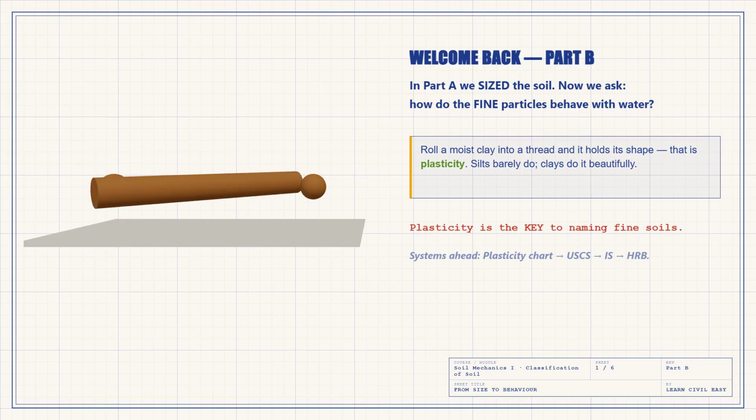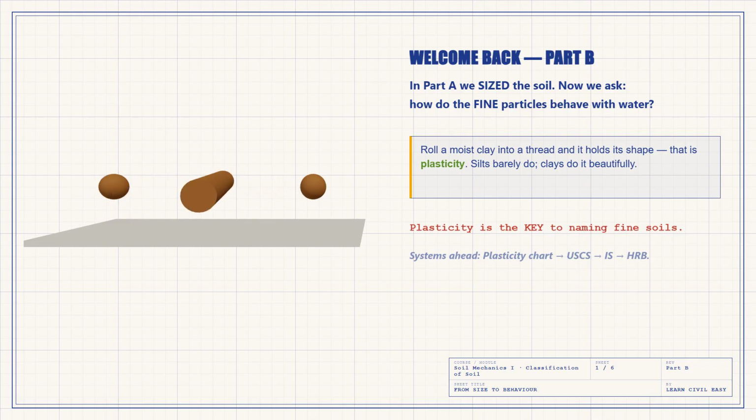Here is a lovely little test. Take some moist clay and roll it into a thin thread. If it holds its shape, that property is called plasticity. Silts barely manage it, clays do it beautifully. And plasticity, my friends, is the key to naming all fine soils. So let us meet the tools ahead: the plasticity chart, then USCS, the Indian IS system, and HRB.